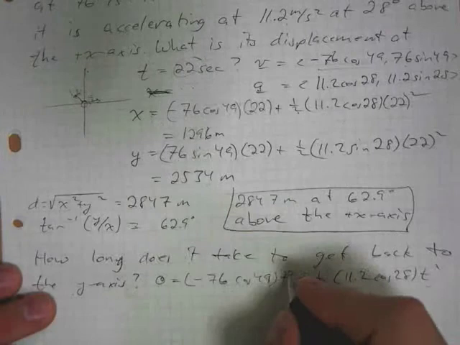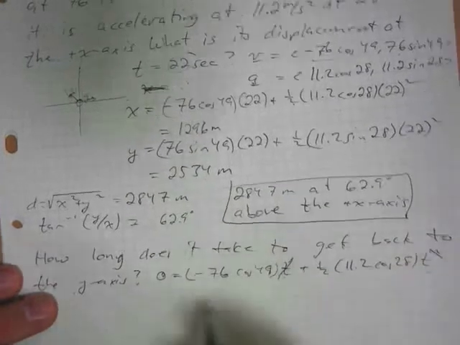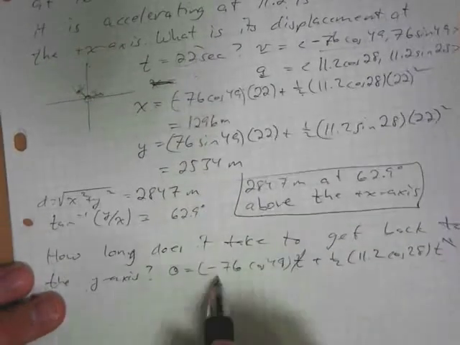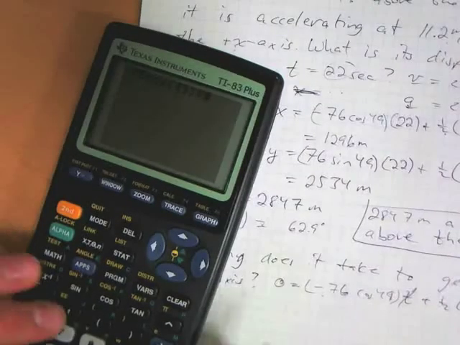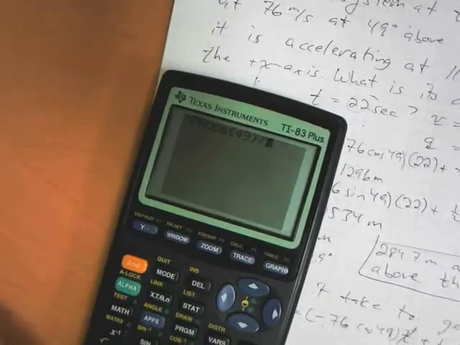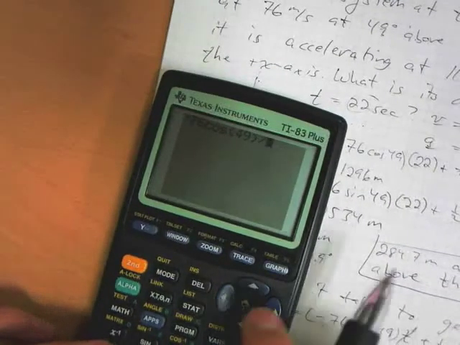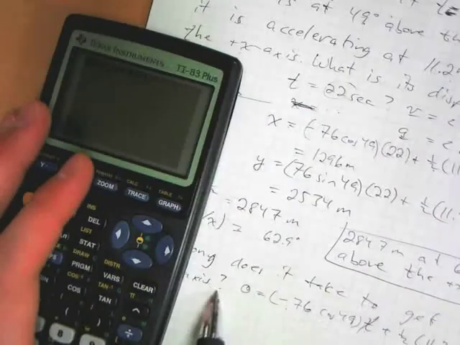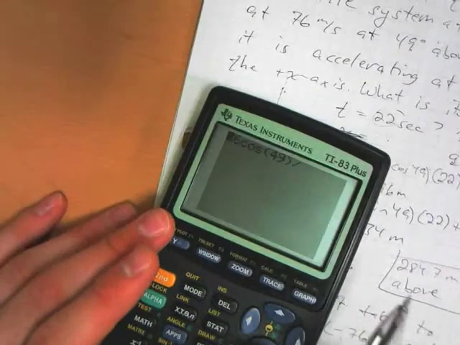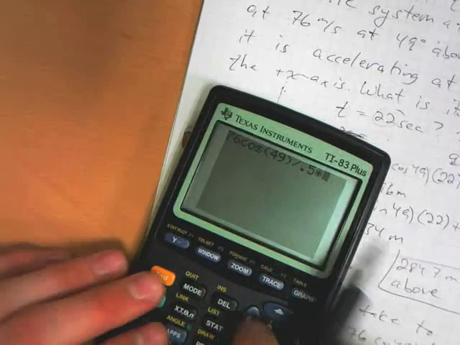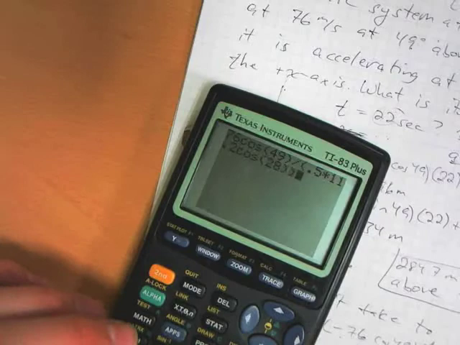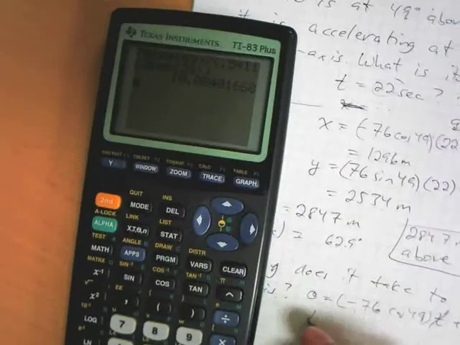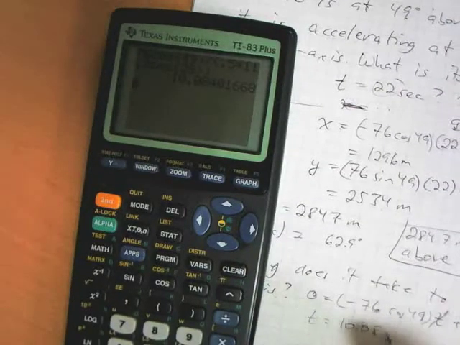So from there we can cancel out the t, and then we just have minus 76 cosine 49 divided by, when we move it over to the other side, it becomes positive, so it's just 76 cosine 49 divided by 0.5 times 11.2 cosine 28. So we get that our time is 10.08 seconds for when it crosses the y-axis again.